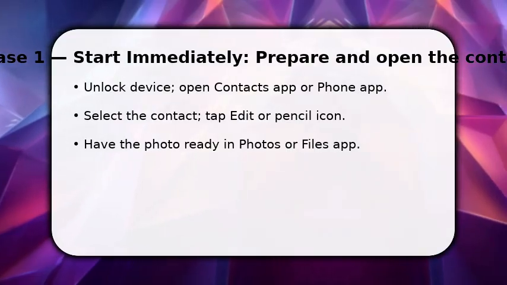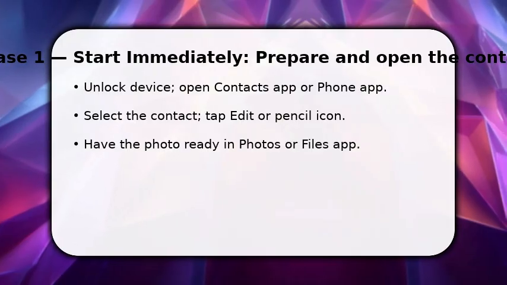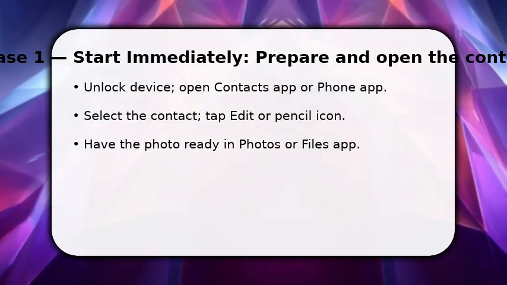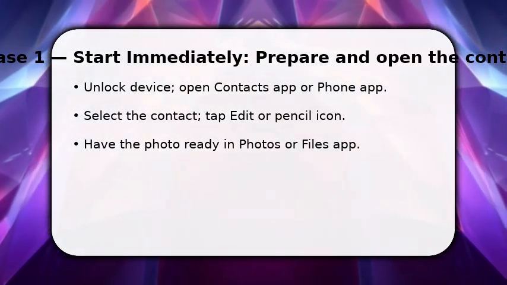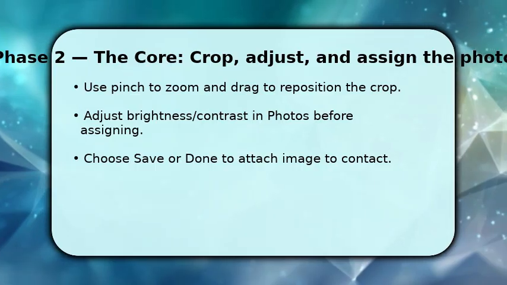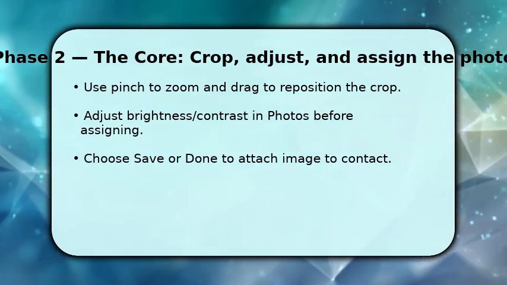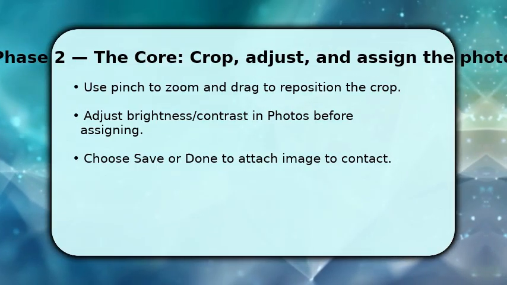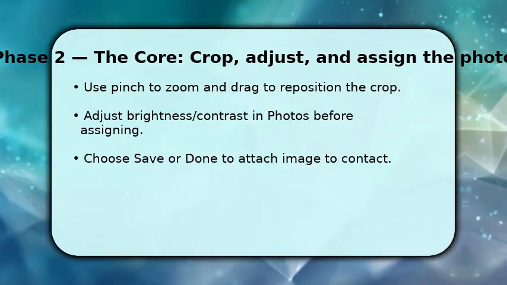Once done, position the camera or select the image because the app crops to a circular frame and you want the face centered. Now you handle the core. Crop and align the image so the face sits in the center of the circular frame. Use pinch and drag to adjust size. If the app allows, rotate slightly to correct tilt.